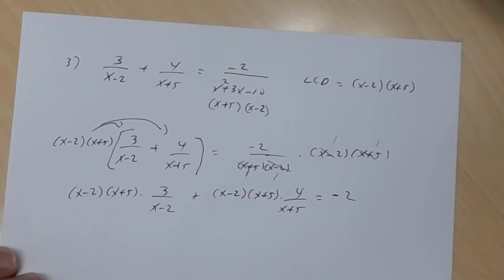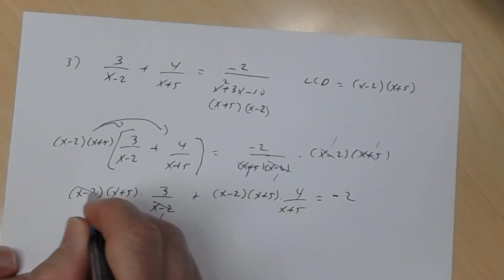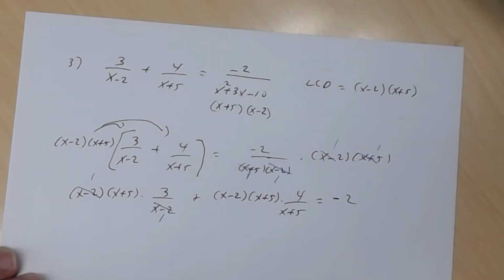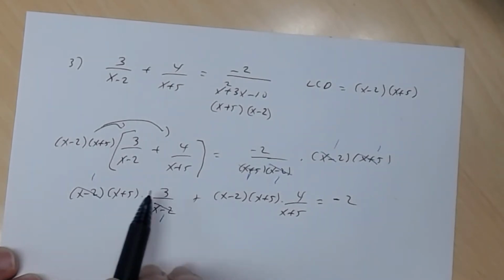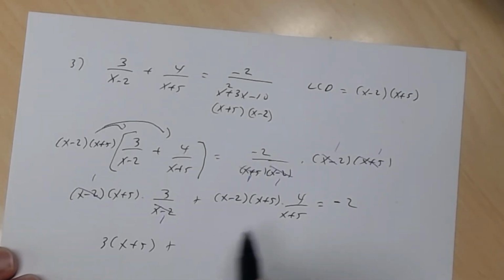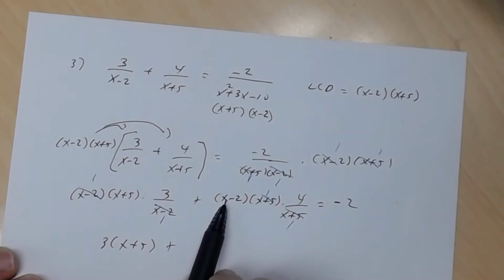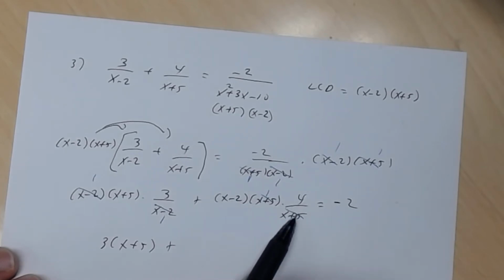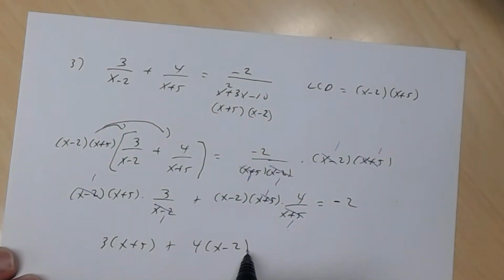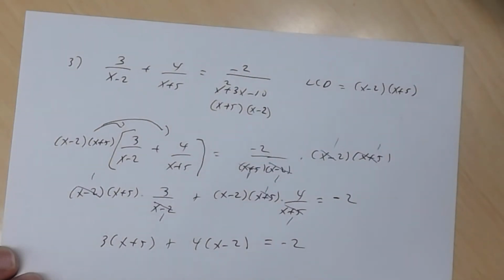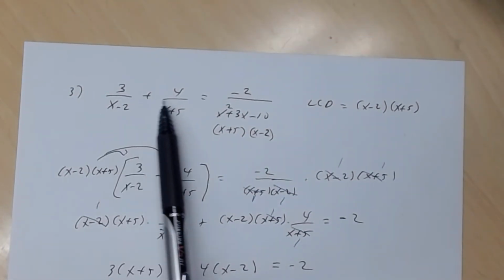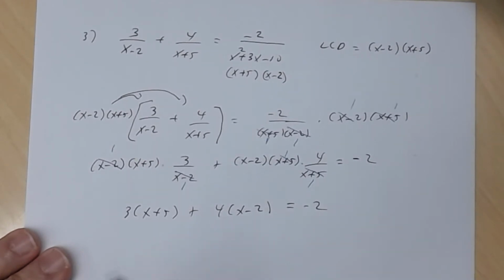So, when I reduce those, x minus 2 will reduce into x minus 2. Remember, you get factors of 1s. And now be careful, you're left with 1 times x plus 5 times 3. So you're left with 3 times x plus 5. Plus, same thing here. X plus 5's reduce, and you're left with x minus 2 times 1 times 4, which is 4 times x minus 2. And all that's equal to negative 2. Okay? So notice I went from a rational equation to a linear equation. A rational equation to a linear equation.